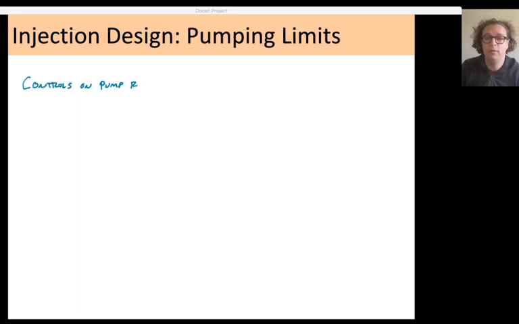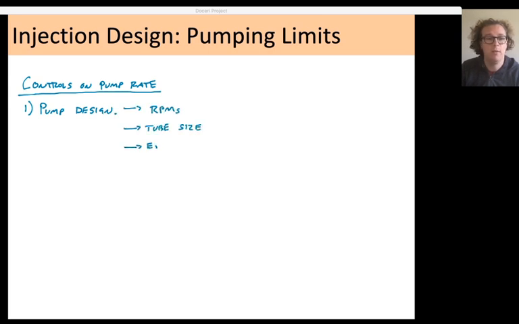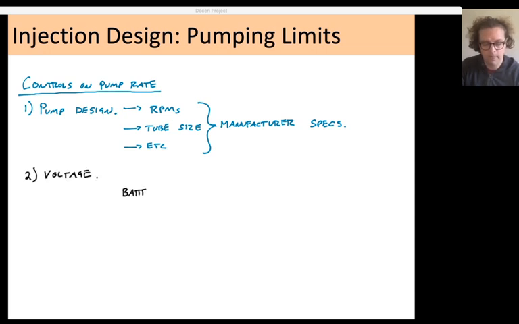Now, not only do we have to get the end member mixing right and the solubility right, we're also going to be constrained by our pumps. Manufacturers of pumps will design them to have a particular operating rate. This might vary depending on what size tubing you use in the pump. It might vary by the speed at which you turn the pump. So there may be a maximum rotations per minute, or RPMs, or a minimum RPMs that the pump is designed for. So you want to consider what the manufacturer claims.